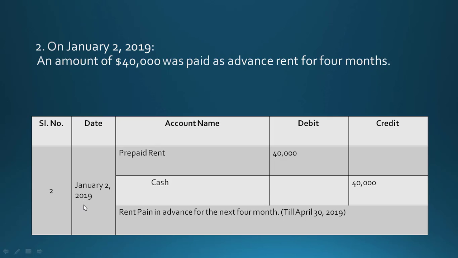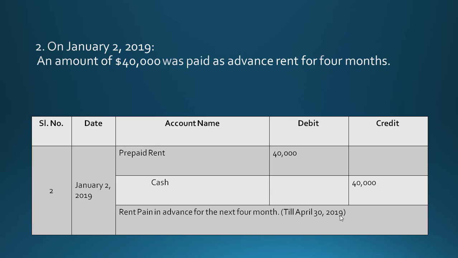You have to put the date on which you paid the cash or the transaction took place. Then you put the comment. In that case, we said rent paid in advance for next 4 months till April 30, 2019. After 1 month, you have to adjust it. For example, in that case, per month rent is $10,000. So on January 31st, you have to adjust this rent. You have to put rent expense in debit and prepaid rent in credit. So that's how you will put an adjusting entry.